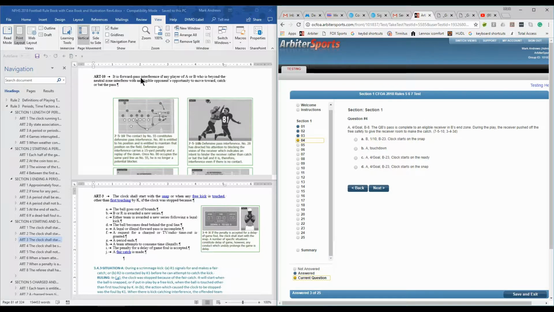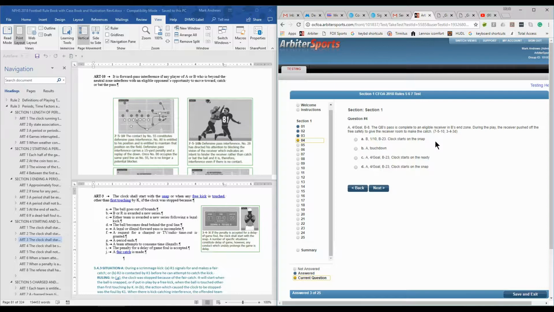7-5-10, it is forward pass interference if any player of A or B who is beyond the neutral zone interferes with an eligible opponent's opportunity to move forward toward, catch, or bat the pass. So this push-off constitutes offensive pass interference. The penalty for offensive pass interference is a 15-yard penalty, replay the down. Now, that used to be a loss of down. It's one of the reasons that this question's here. They want to make sure that all the officials know that it's no longer a loss of down.